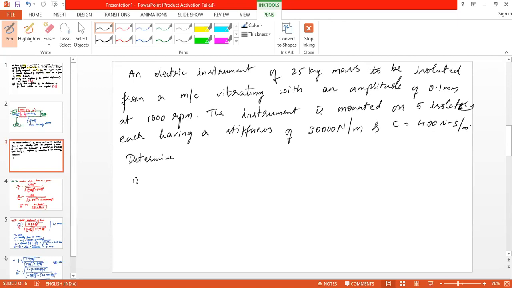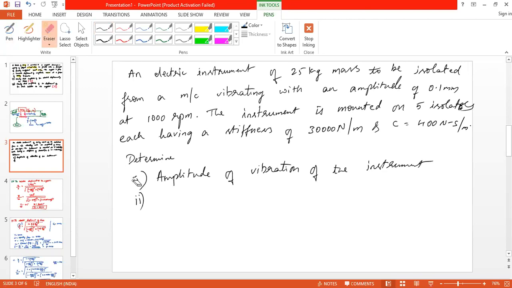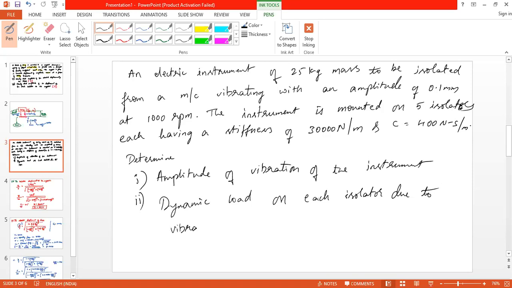Determine, number one, the amplitude of vibration of the instrument, and number two, the dynamic load on each isolator due to vibration.